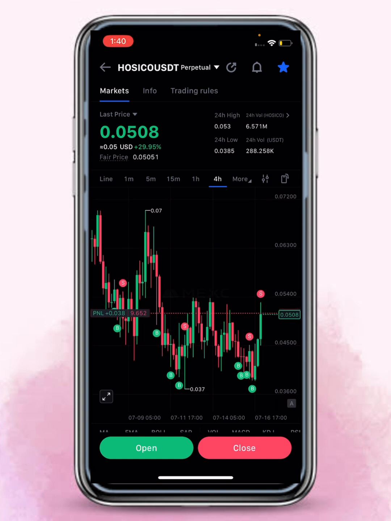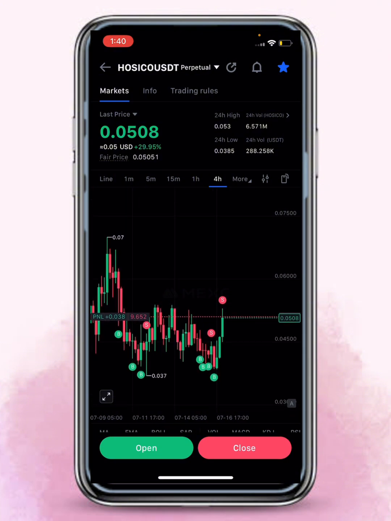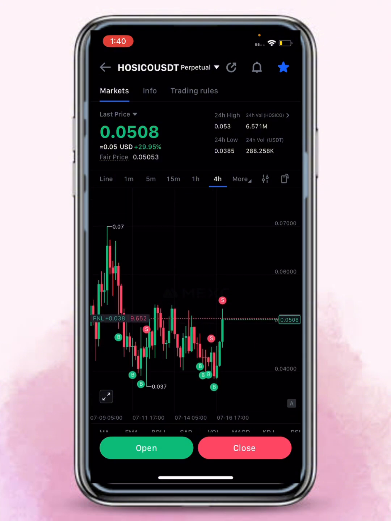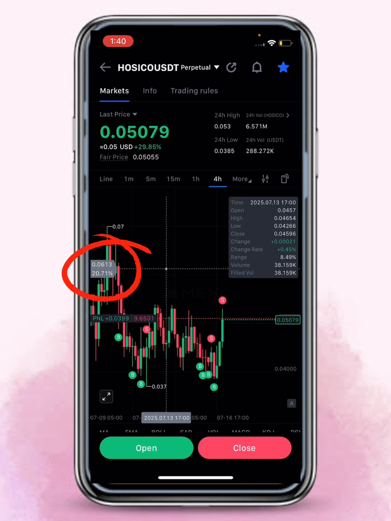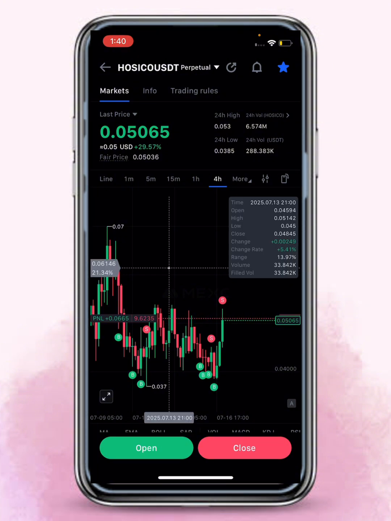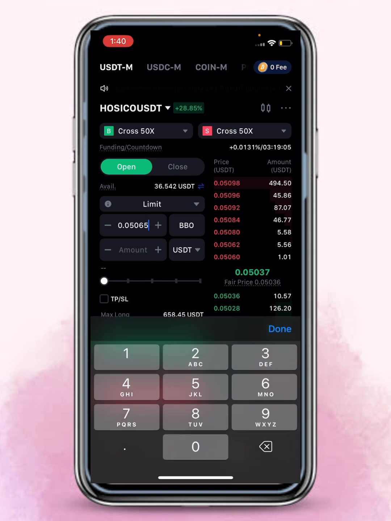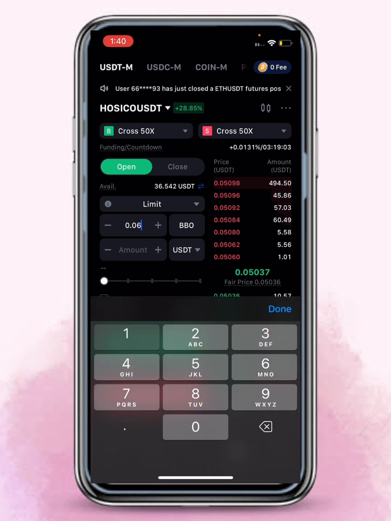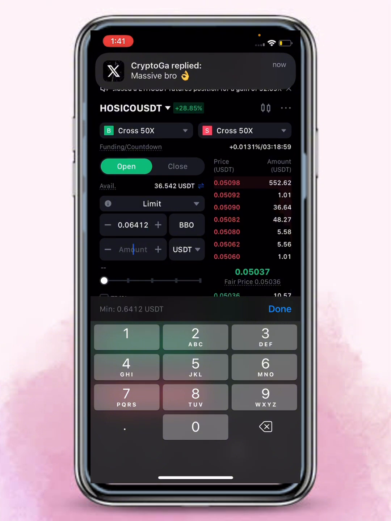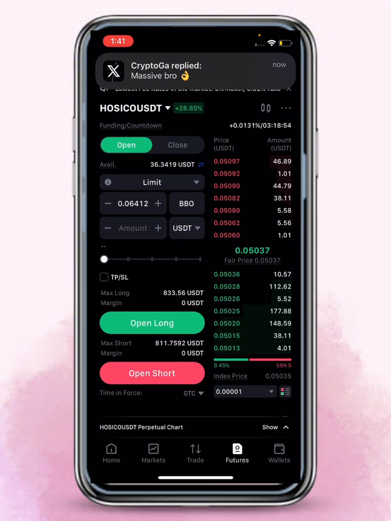Alright, so as you can see, I'm on a 4-hour time frame. So my next DCA will be at this price point, around 0.6, let's say 0.6146. Alright, so I'll add another limit at 0.6412. Alright, put $10 there, shorts.